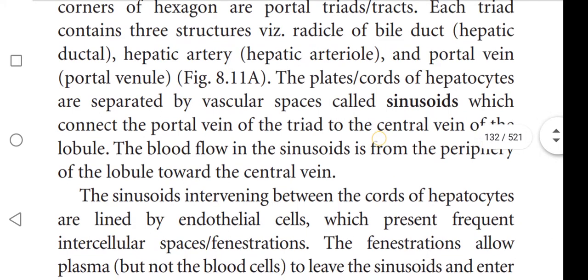The blood flow in the sinusoids is from the periphery of the lobule towards the central vein.